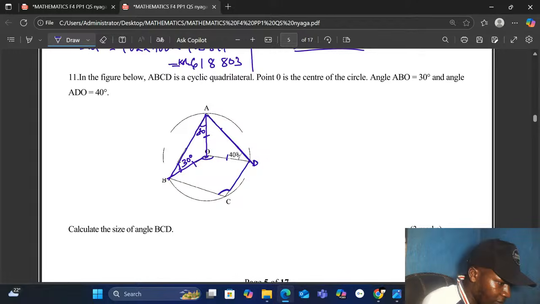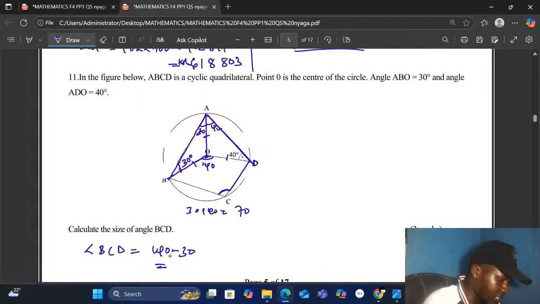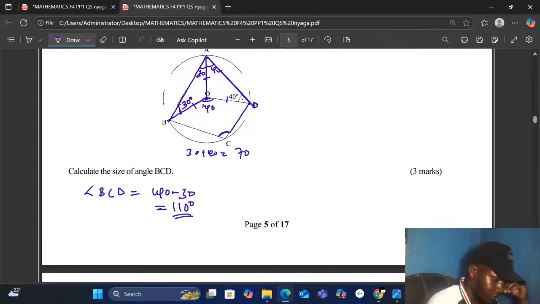Then if this is 40, when you add 30 plus 40, you get 70. So the whole of this angle is 70, and we know that the angle at the circumference, angle at the center is twice the 70, therefore 140 degrees. So this angle is going to be 140. Simple as that. Then you get your 3 marks.